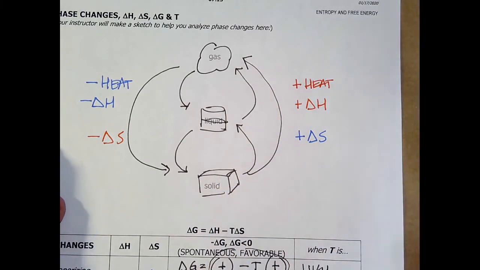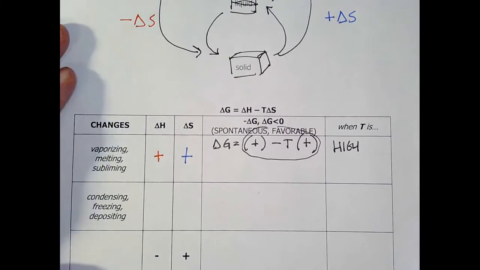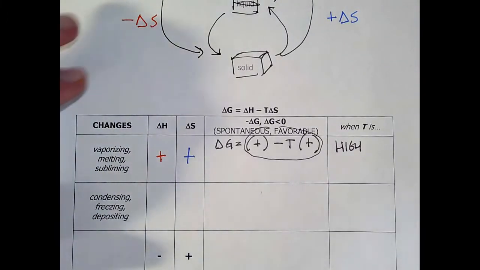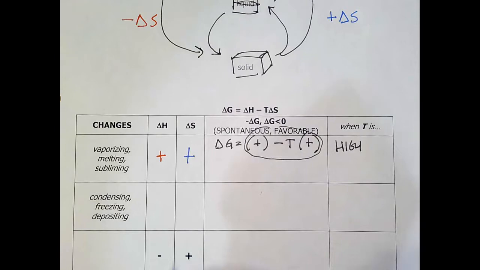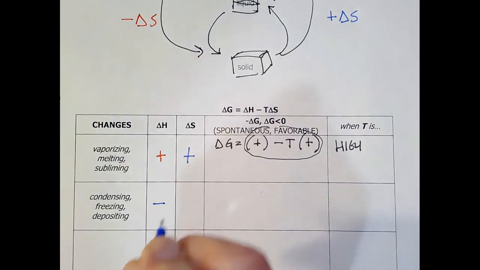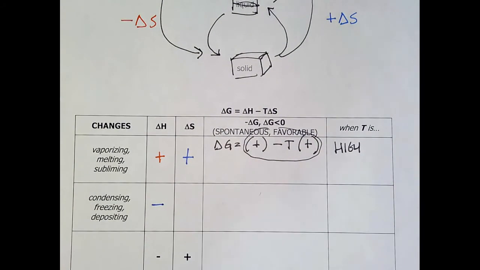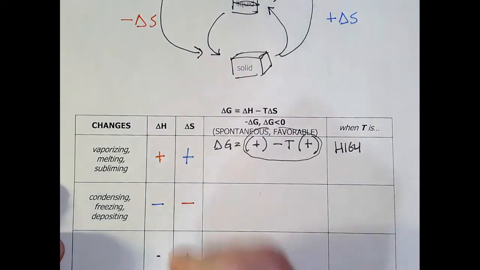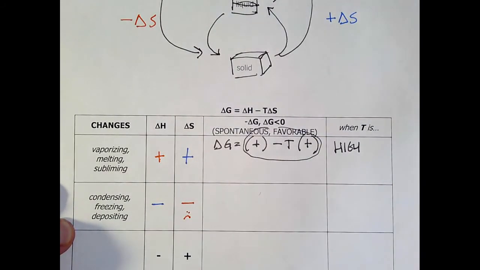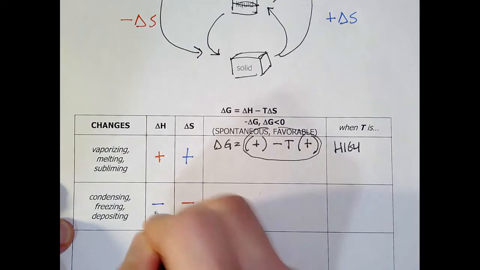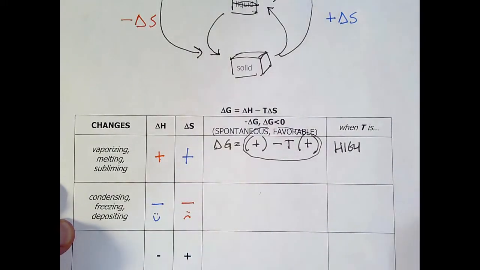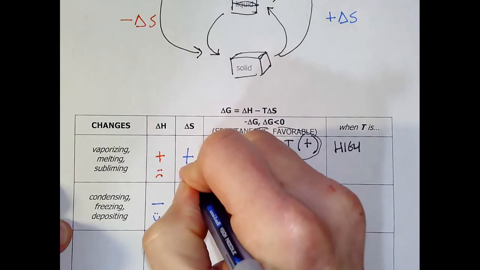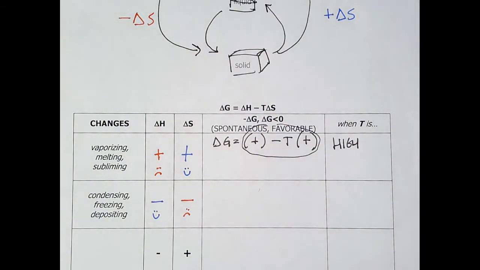Now, what about going in the opposite direction? We said, well, when we condense or freeze or deposit, delta H is negative. Delta S is negative. Well, unhappy, happy. Unhappy, happy. Well, but these processes occur.